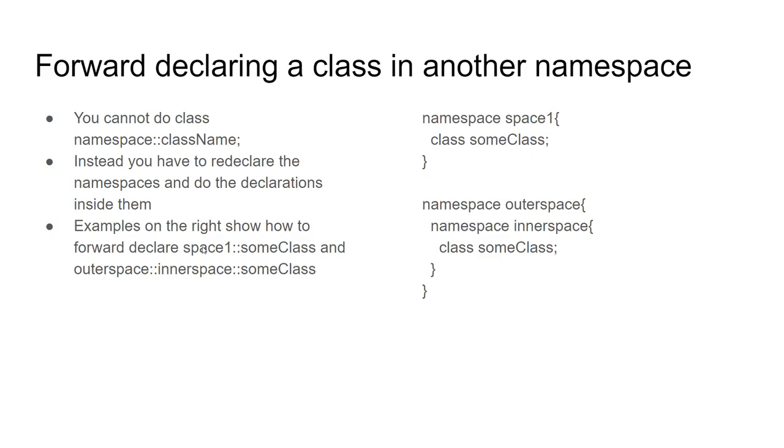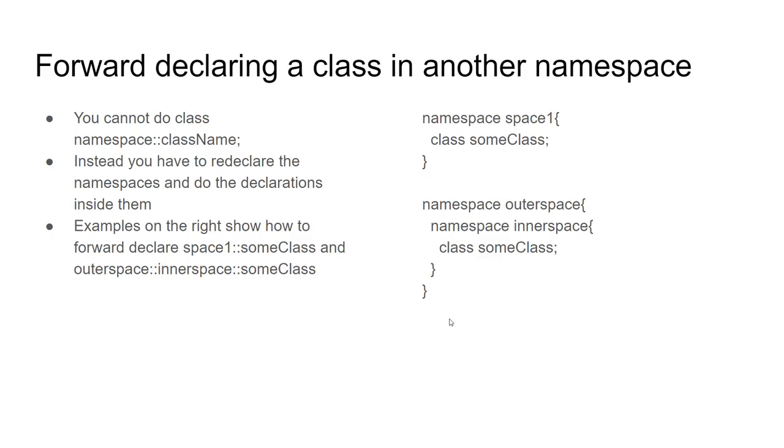So if we had a class inside of space one called some class, you would forward declare it this way. You would just say namespace space one, right? You redeclare the class again, class some class. Or again, if that namespace is nested a little bit farther in, right? You have outer space, inner space, some class: namespace outer space, namespace inner space, class some class, and then you have the curly brackets to wrap them up.